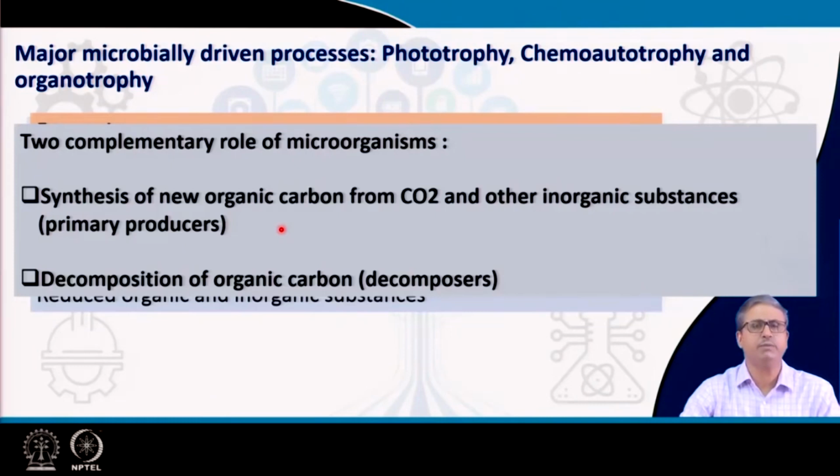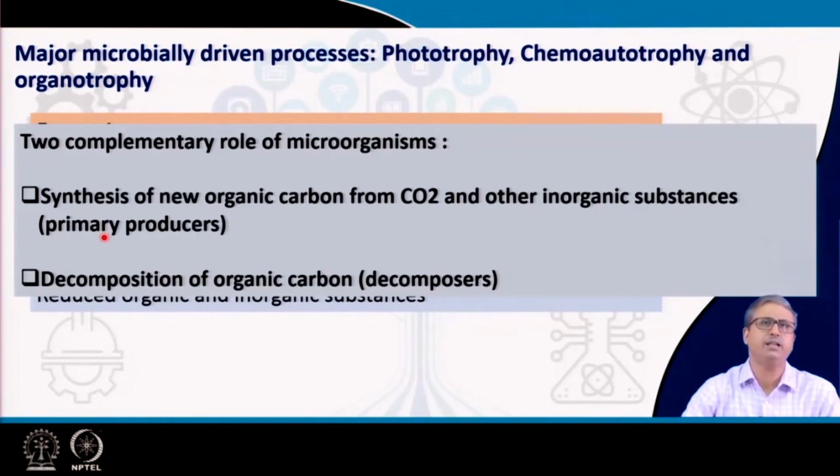There could surely be many algae, photosynthetic algae or other photosynthetic bacteria, but there could be many places where we do not see any photosynthetic or photoautotrophic organisms, particularly in the subsurface environment where sunlight cannot penetrate those habitats. So, the two complementary roles that are played by microorganisms, number one is the synthesis of organic carbon, that is the assimilation of inorganic carbon into organic carbon, and along with organic carbon a lot of nutrients are also assimilated.